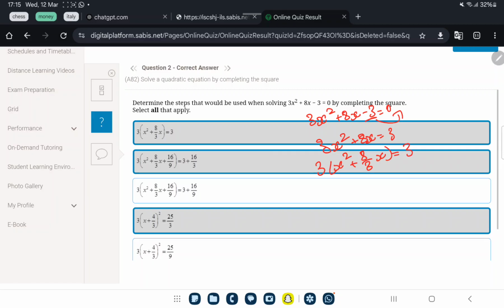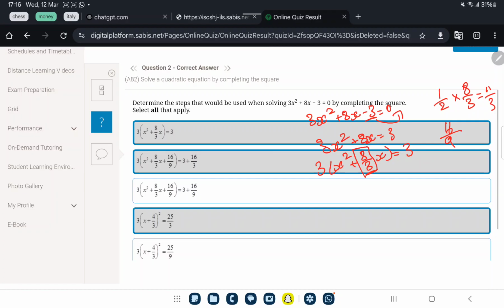And then you get half of the x coefficient, and you square it. So we have half times 8 over 3. You put it in your calculator: half of 8 over 3, you get 4 over 3. And then you square it, so you get 16 over 9. And you add it to the end of it.